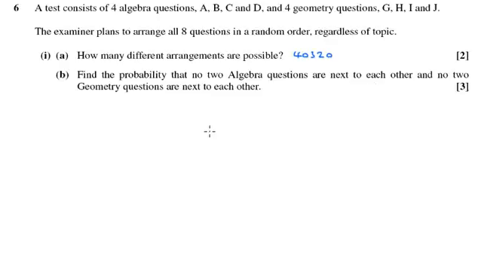It then says find the probability that no two algebra questions are next to each other and no two geometry questions are next to each other. So there's two ways that can happen. We can either have an algebra question at the beginning and then them going in order, algebra, geometry, and so on, ending in a geometry question, or we can start with a geometry question and have them go in that order, finishing off with an algebra question.